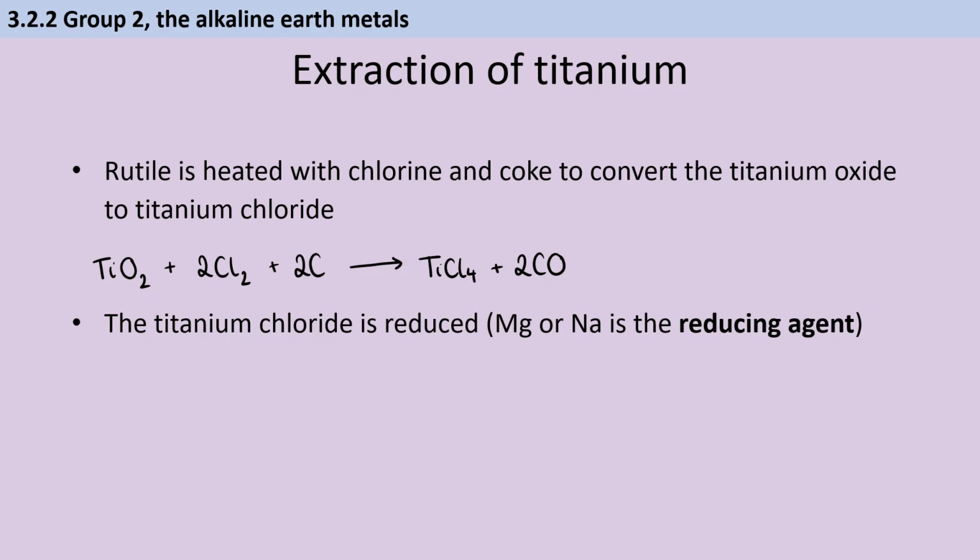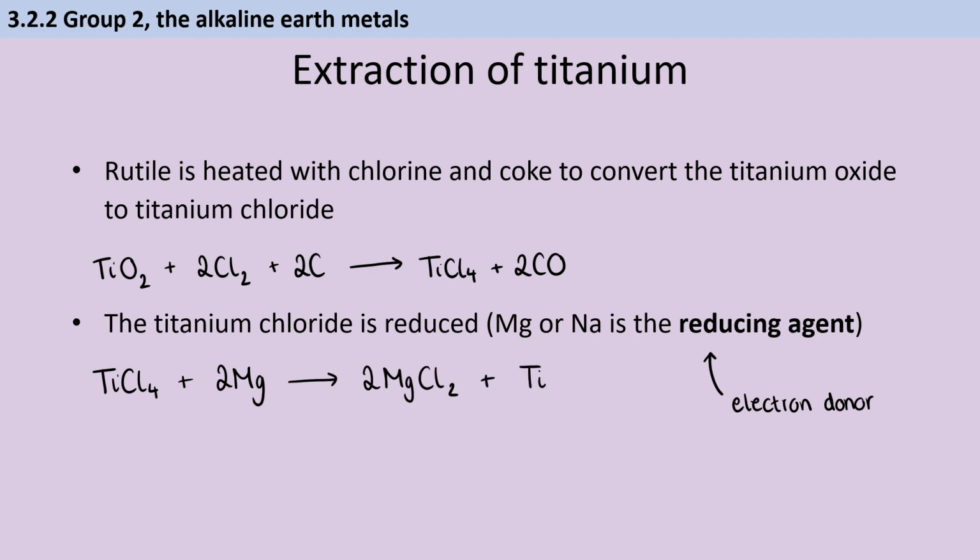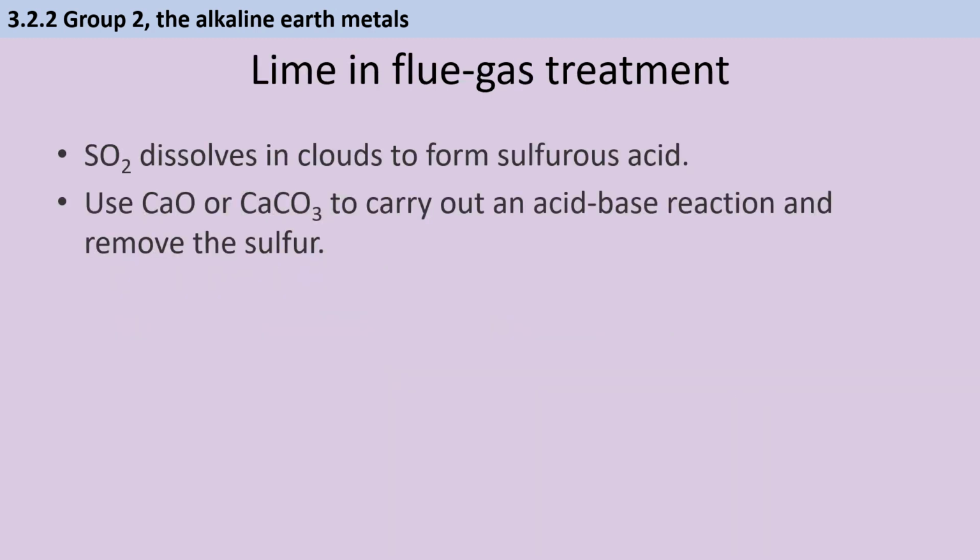Titanium is a really important metal because it's so lightweight, and so it's used for things like making jet planes. In order to extract it, we take an ore called rutile and heat this with chlorine and coke to turn titanium oxide into titanium chloride. And then the titanium chloride can be further reduced using magnesium, or in fact sodium, as a reducing agent, in other words, an electron donor. So you should be able to write symbol equations for that process as well.